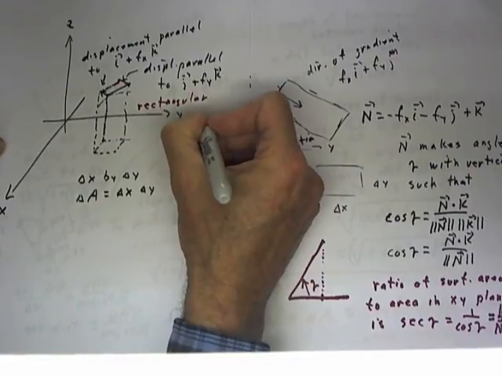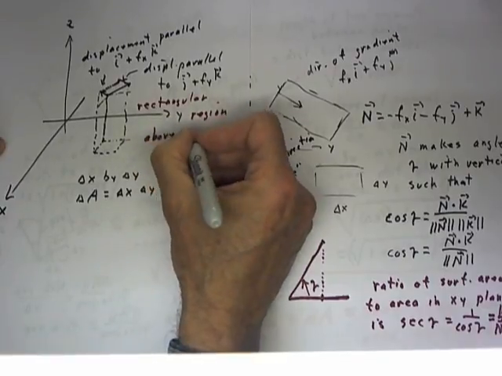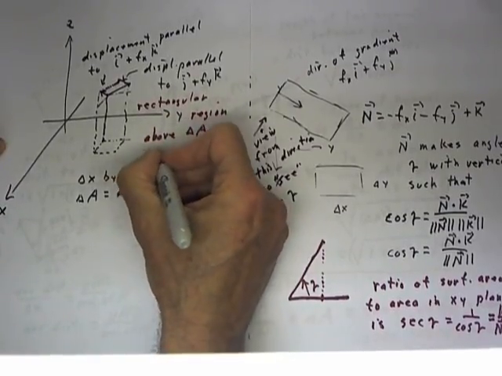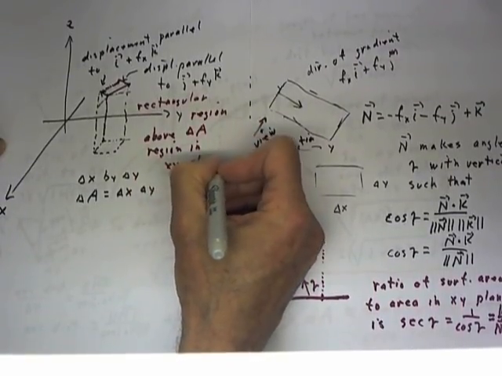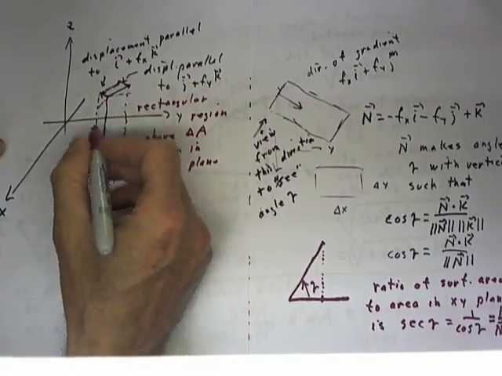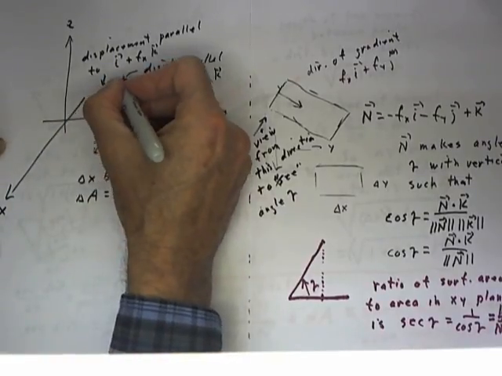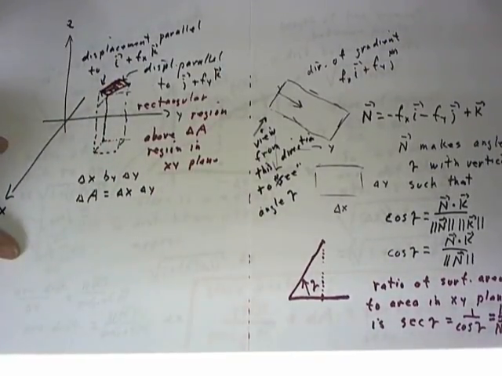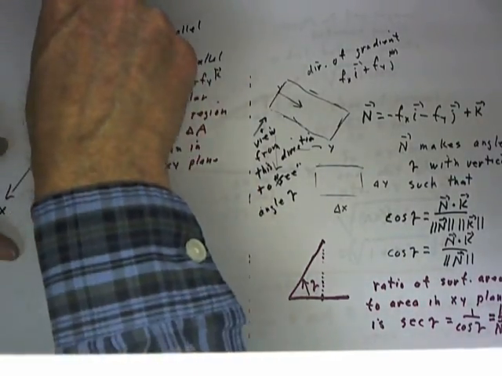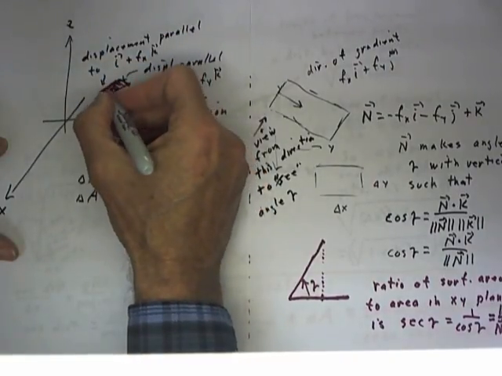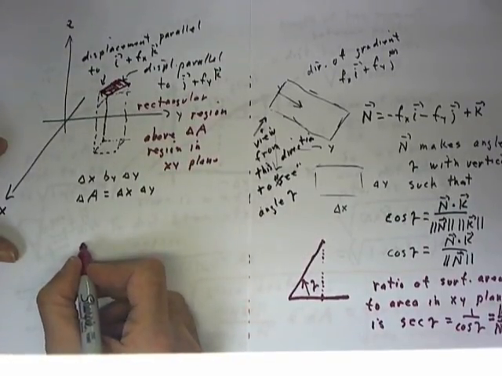the rectangular region above our delta A region in the XY plane. So here's our delta A region. Here is the region that lies above that delta A region. If I sketch this region as viewed from the direction of the cross product of these two vectors, it's going to look just like this.